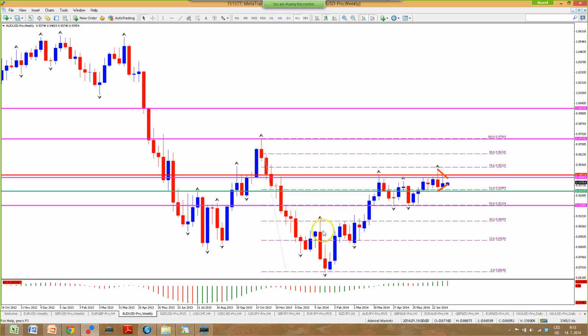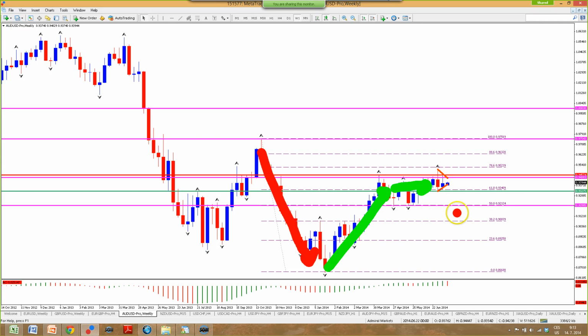AUD USD is just like the euro dollar, in a position where we could see a break to both sides. Only the pound dollar so far, I have more of a preference, obviously, to the upside. But the AUD USD is just quite in a mixed grayish zone. We have momentum here, followed by consolidation, but we also have momentum here. So I'm open to both sides.